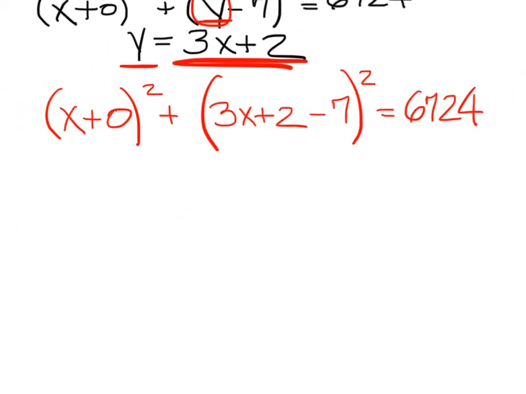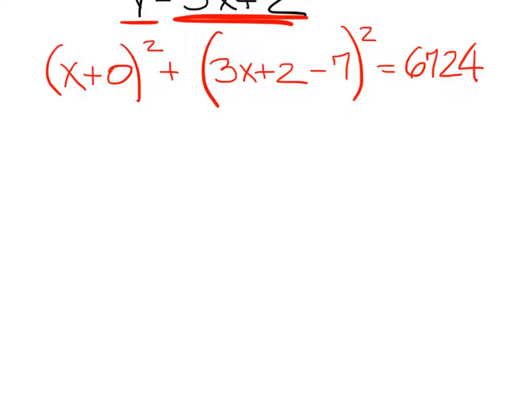Alright. Now we have to simplify this. X plus 0 is simply just x, and you can put a squared on it. But over here, 3x plus 2 minus 7 is difficult to work with unless you do plus 2 minus 7 to get 3x minus 5.